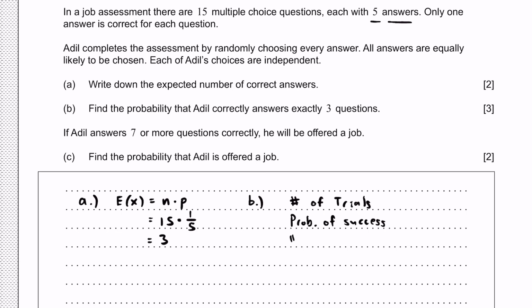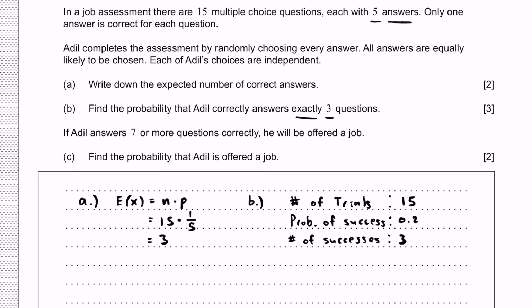And we need the number of successes. Number of successes. And if we have all of this, then we can find the probability of occurrence. So, probability that Adil will correctly answer exactly 3 questions. He's answering 15 questions. The probability of answering any of these correctly is 1 over 5, or 20%. And the number of successes we're looking for in this case is 3.